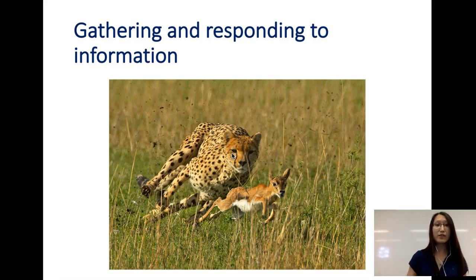You also need to gather and respond to information because that's what allows you to survive, right? You need to interact with the world around you, whether it's the food that you're trying to get, whether it's within the population and other individuals that you need to interact with. So you need to gather the information and then respond to it.